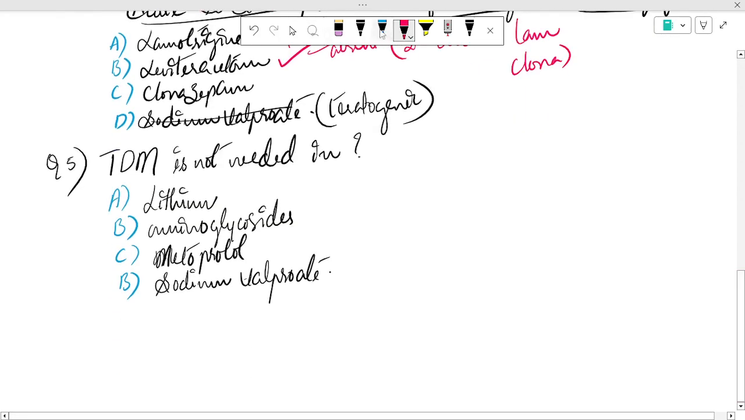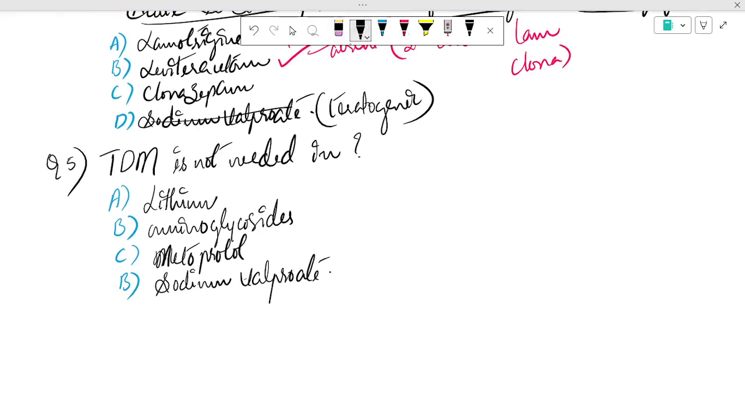Now coming to question 5. Therapeutic drug monitoring is not needed in... So lithium, is it needed? Yes, it's needed. Lithium is a drug that causes many side effects. One of the most important side effects of lithium, when consumed in pregnancy, is Epstein's anomaly. Very important. Write it down here. The most important side effect of lithium is Epstein's anomaly. Always remember, don't forget this one. Epstein's anomaly.